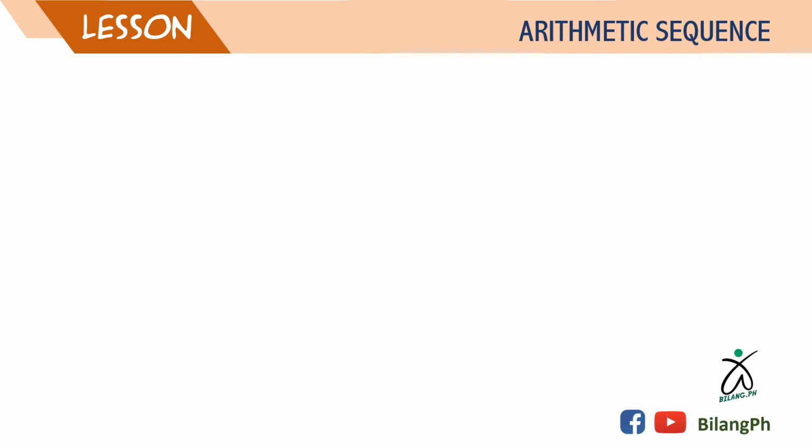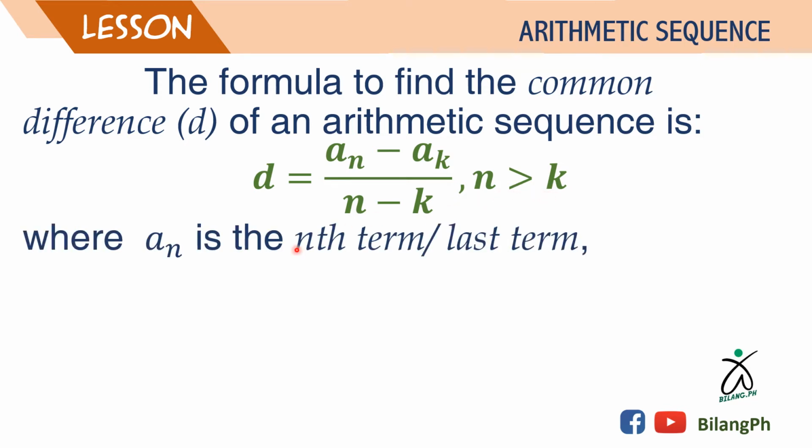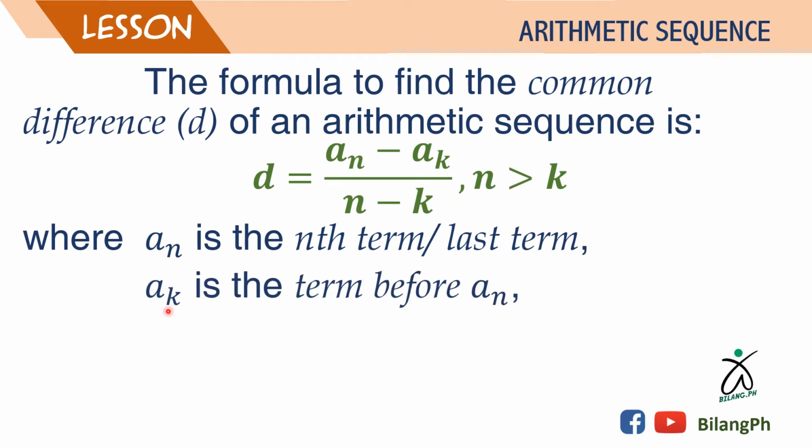Bukod sa pag-subtract ng dalawang magkasunod na terms sa arithmetic sequence, maaari nating mahanap ang common difference gamit ang formulang ito. D equals A sub n minus A sub k divided by n minus k, where n should be greater than k. Ang A sub n dito ay ang last term, at ang A sub k naman ay ang term bago ang A sub n.